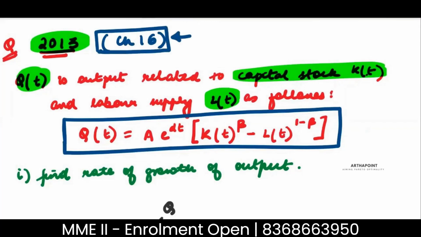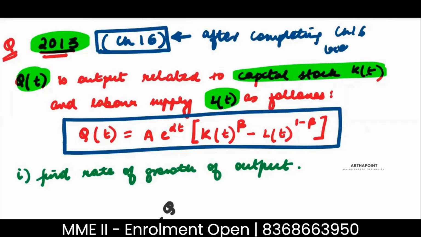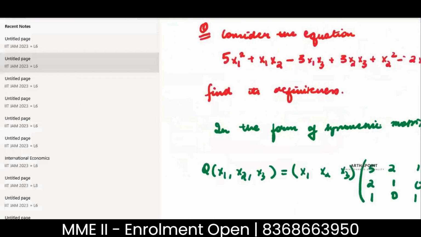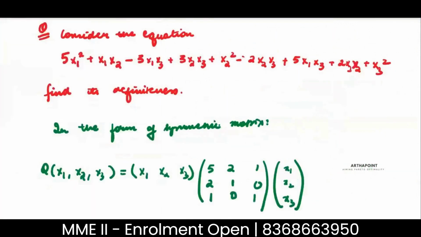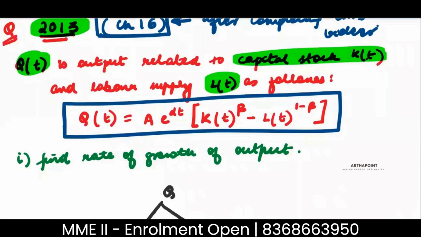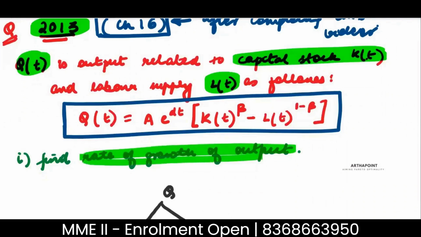So you can look at this question after completing the chapter 16 videos, because I'm going to use the chain rule in this. Okay. Now just look here. So I have to find the rate of growth of output.